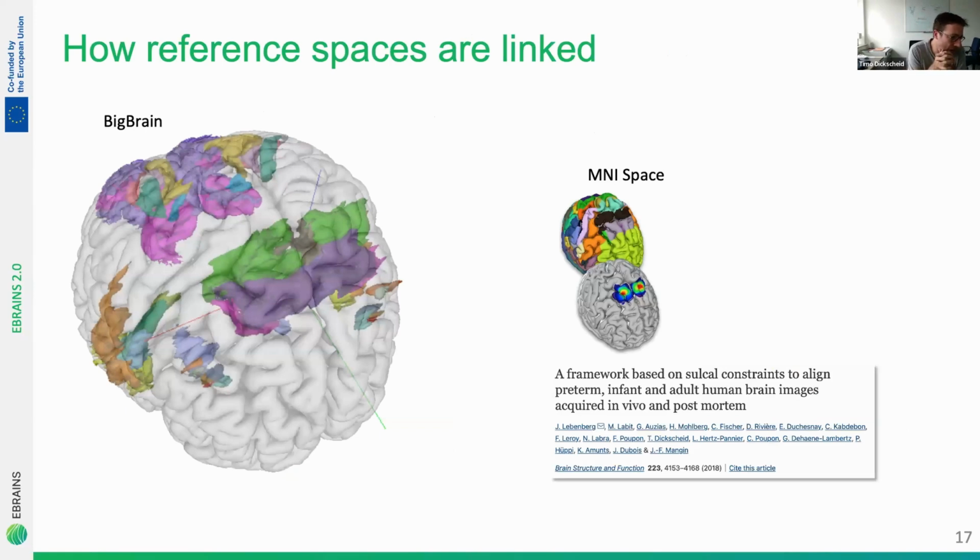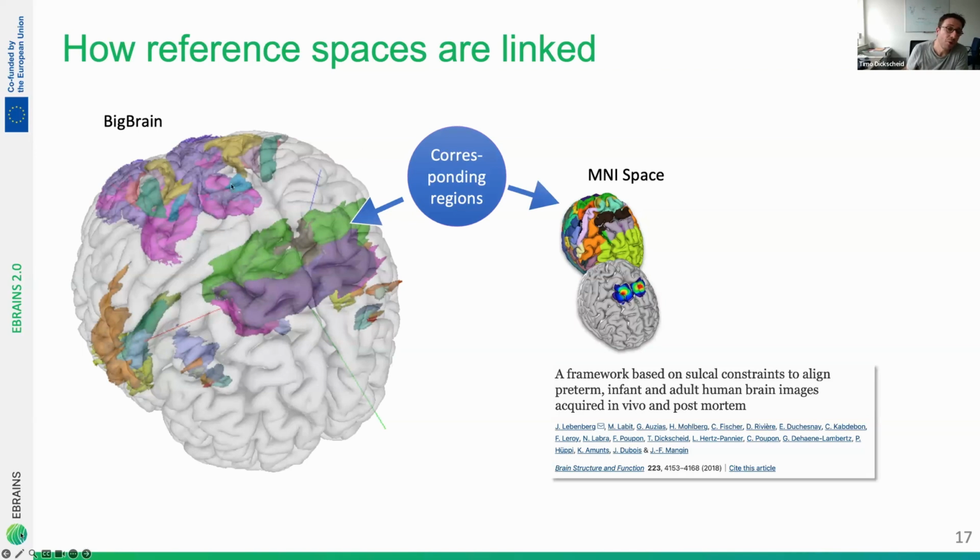The question is, how are these integrations done? How do we link these different data types with each other and these different spaces? And there are, of course, a few fundamental principles. If we're using different reference spaces, such as the BigBrain template, which is a single subject brain at 20 micrometer resolution, and let's say the MNI space, which is an average MRI at millimeter resolution, we can, of course, exploit the Julich-Brain cytoarchitectonic atlas, where we have the structures actually available in all these spaces.